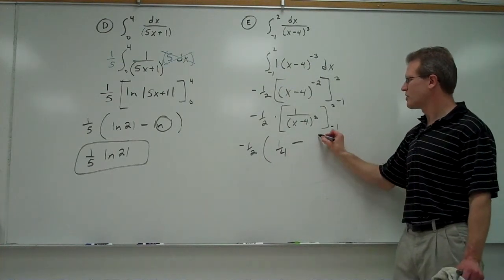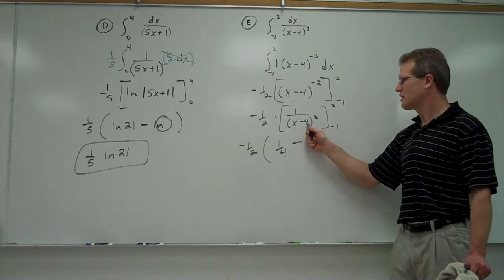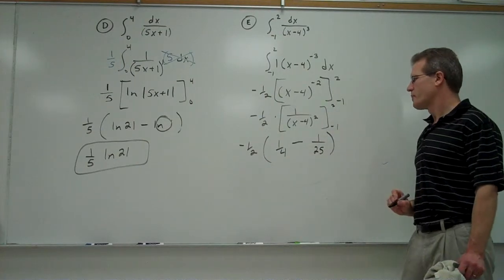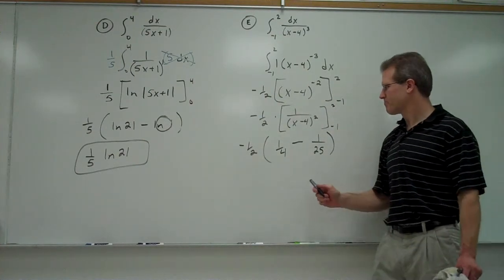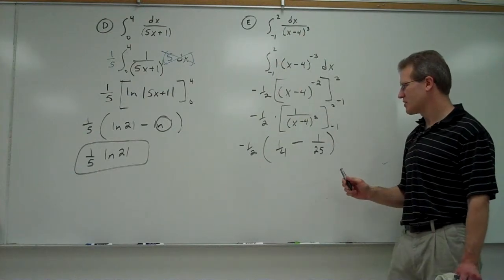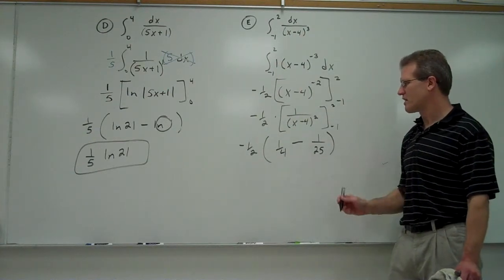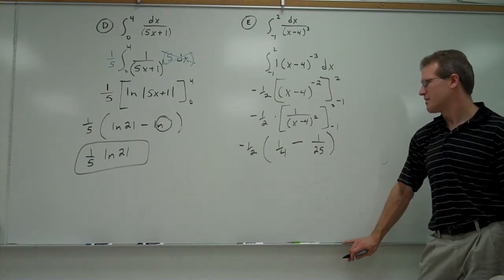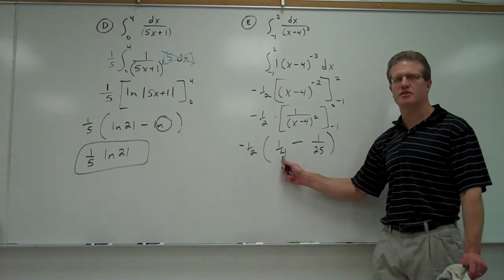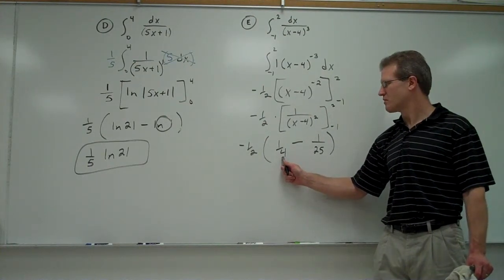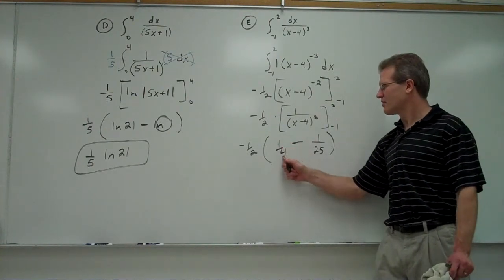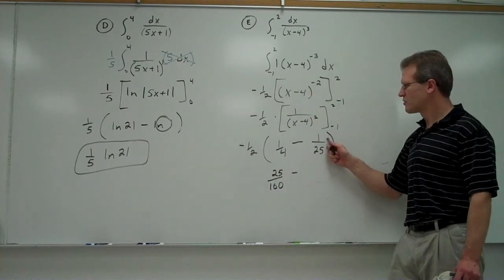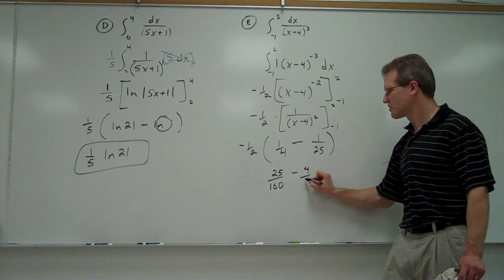minus, now plug negative 1 in there. Negative 1 minus 4, that's negative 5. Squared would be 25. Let's try to simplify. Let's change everything. Let's see, the common denominator for 4 and 25. What would that be? 100. A fourth is how many hundredths? 1/4 is 25 hundredths. And 1/25, taking both times 4, that's 4 hundredths.